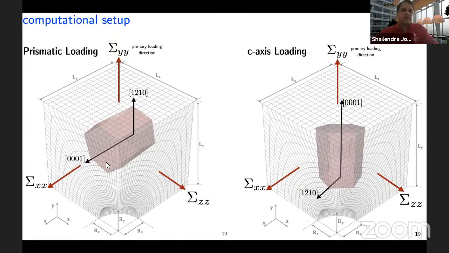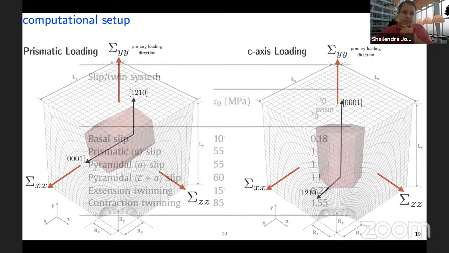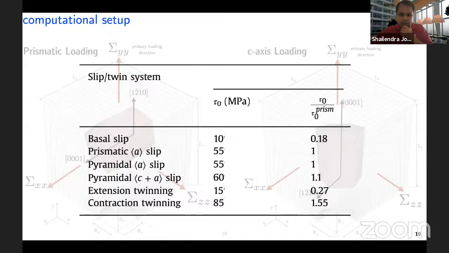We are going to look at two canonical orientations, one of them being a prismatic orientation, where the 1, 2 bar 1, 0 prismatic axis is oriented along the y direction, and in the other case, the c-axis is oriented along the y direction. And as you can imagine, because the c-axis is under extension in the second case, we would expect extension twinning to be the primary driving deformation mechanism. The material parameters that we are going to use are typical of a magnesium material.